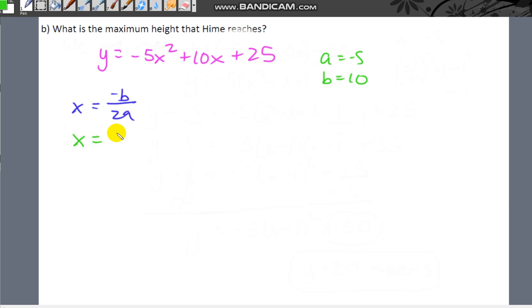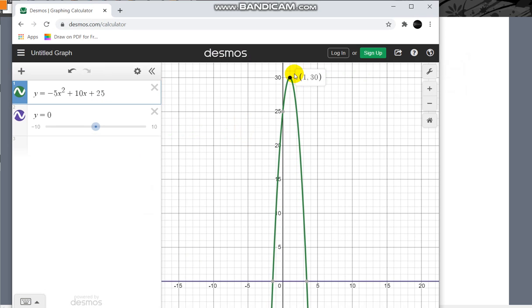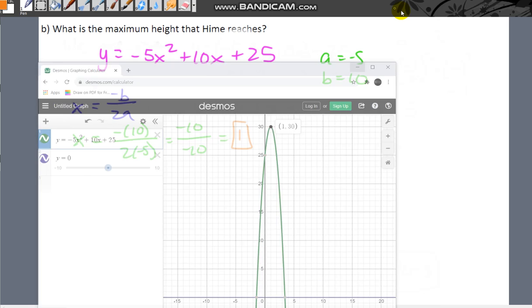So x equals negative 10 divided by 2 times negative 5. So we get negative 10 divided by negative 10, which is positive 1. As you can see here, that's exactly what we have. So x is 1.